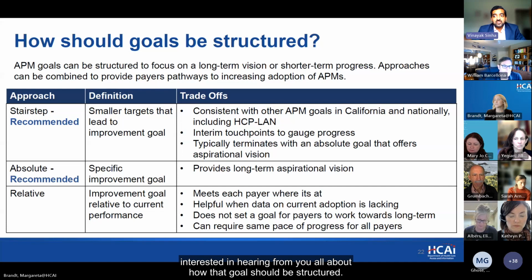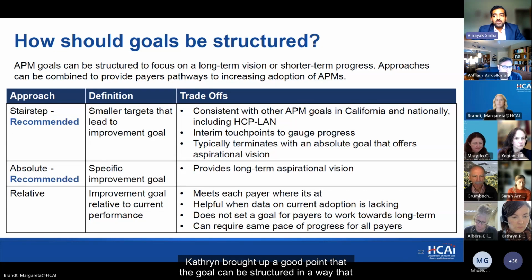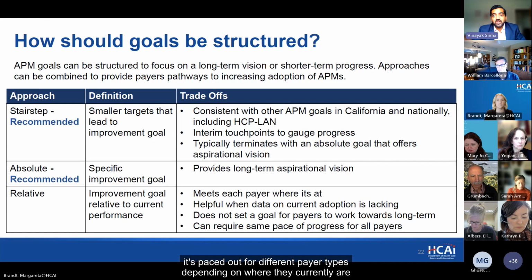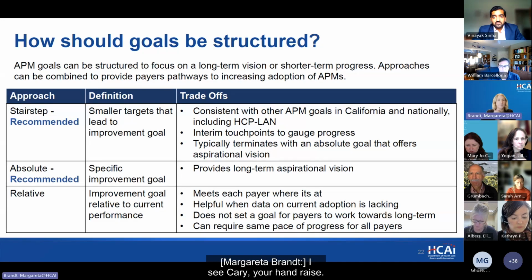So here, interested in hearing from you all about how that goal should be structured. Catherine brought up a good point that the goal can be structured in a way that it's paced out for different payer types, depending on where they currently are with their adoption. Interested to hear some reactions to that piece as well. And I see, Carrie, your hand raised.